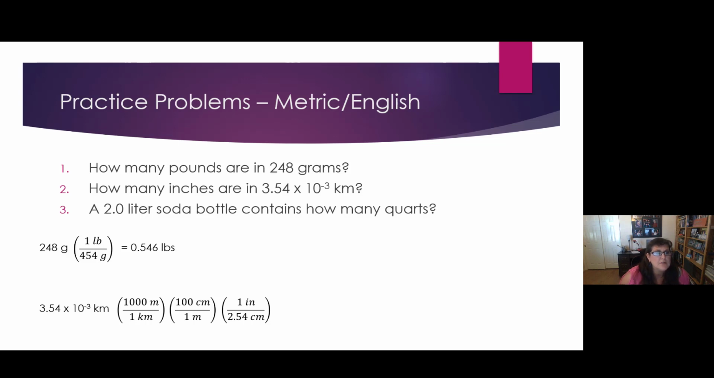3.54 times 10 to the minus 3. The 3 and the 5 and the 4. 3 sig figs. And all the conversions are exact, so they don't count. So I need 3 sig figs. So it looks like the answer is 139 inches. Cool. That one was hard. It was 3 steps. And we had scientific notation. We had to cross over from metric to English. That was a hard problem. Yeah, if you need to, rewind and watch it again.